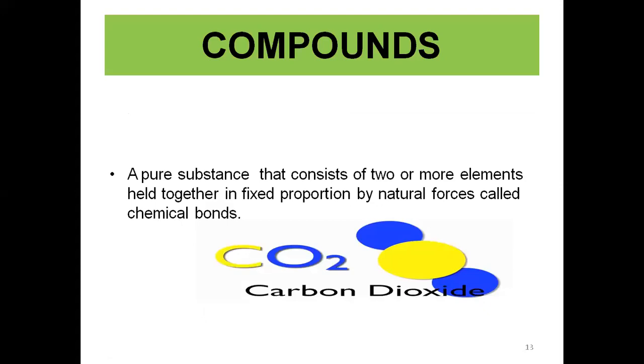Compound is a pure substance. How is it formed? A pure substance that consists of two or more elements held together in fixed proportion by the natural force called chemical bond. So what are compounds? When two or more elements combine together chemically, they form a compound.